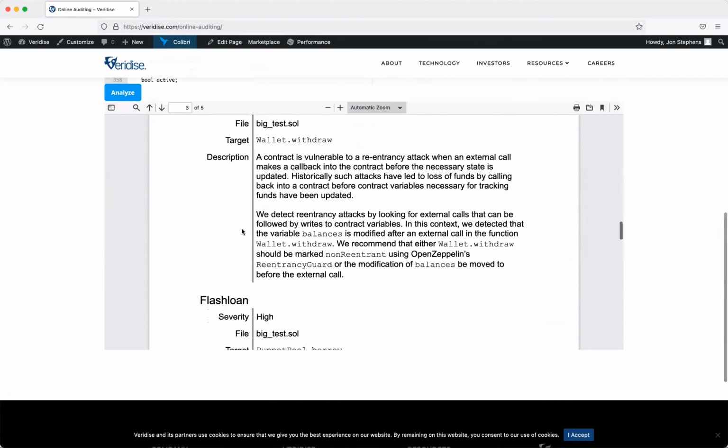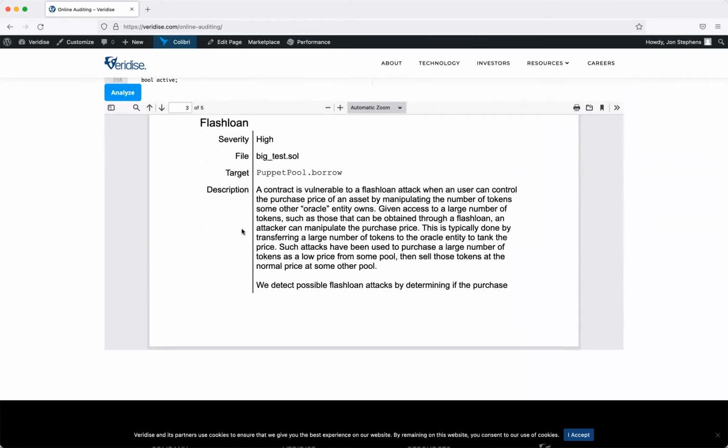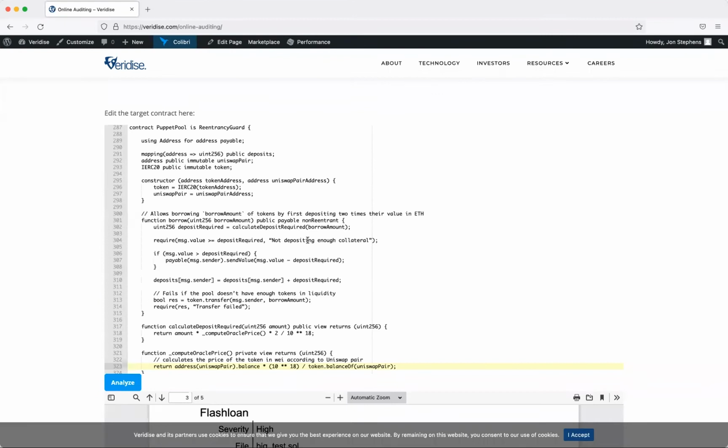Next, we can see that we identified a possible flash loan attack. The report states that a contract is potentially vulnerable to a flash loan attack if the price of an asset is dependent upon some entity's token balance. We can look back at the code to see if this is the case. We can see here that Uniswap pair's token balance is used in the price computation. That means by using a flash loan, an attacker can inflate the number of tokens owned by Uniswap pair and therefore cause the price of the asset to shrink. That means that borrower is indeed vulnerable to a flash loan attack.